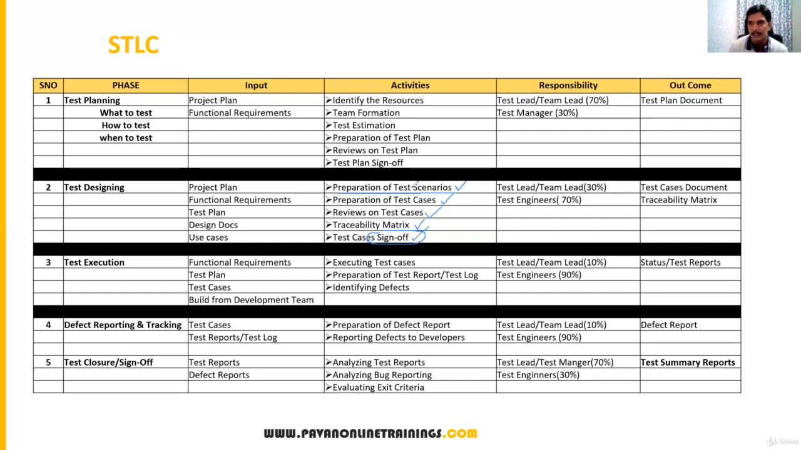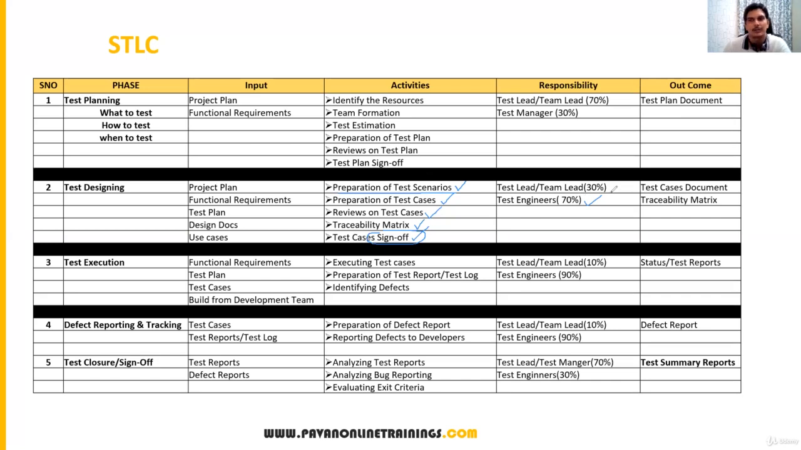Okay, and responsibilities: team lead or test lead 30%, because he will be involved during reviews. Okay, and he will get the approval from all the team members. And test engineer's role is 70% because most of the activities are done by the test engineers. Preparation of the test scenarios, preparation of the test cases, traceability matrix and reviews. Most of the activities are done by the testers or test engineers. So test engineer role will be 70% and team lead or test lead role will be 30%.